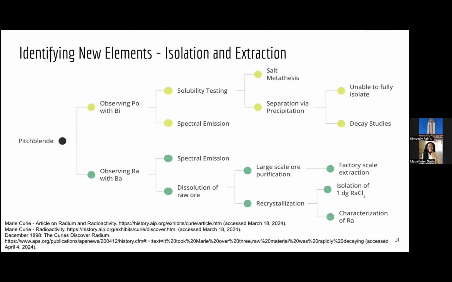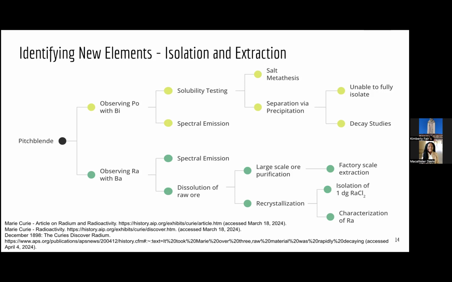This began with the observation of both within pitchblende, which then moved into looking at different spectral emissions and identifying that there was, in fact, an unknown present. From here, she was able to dissolve raw ore and break it down so she could then conduct different recrystallizations.